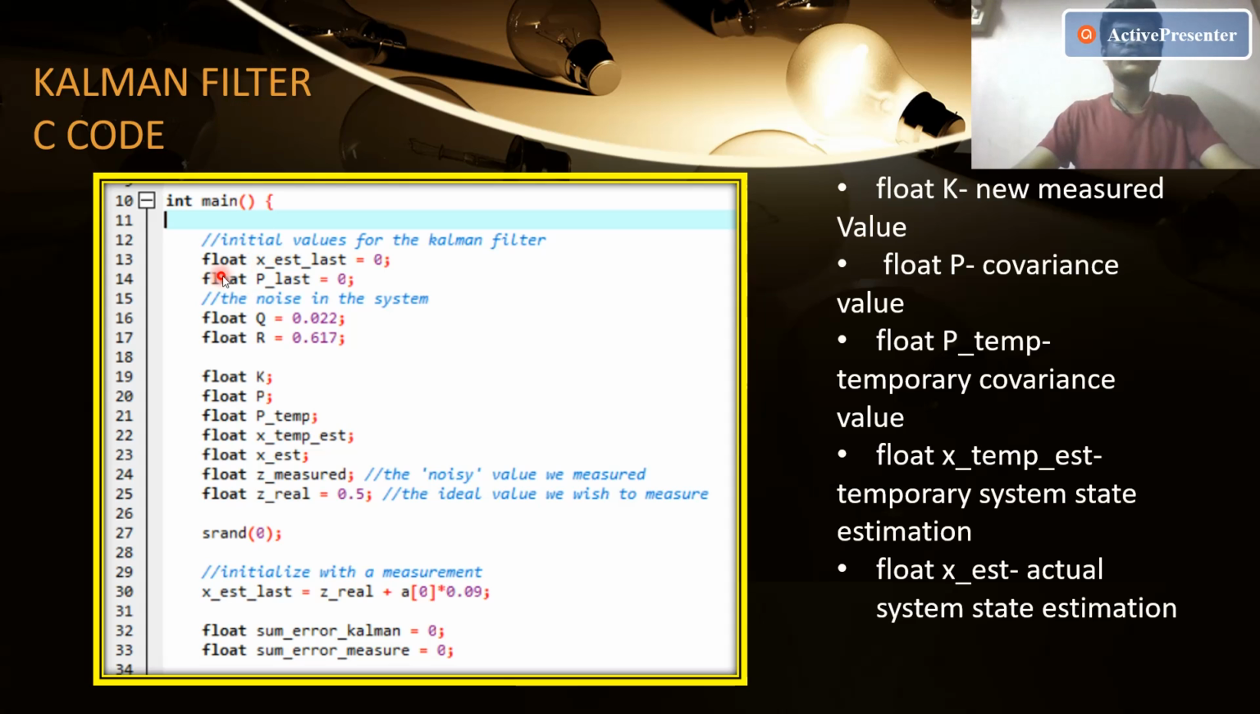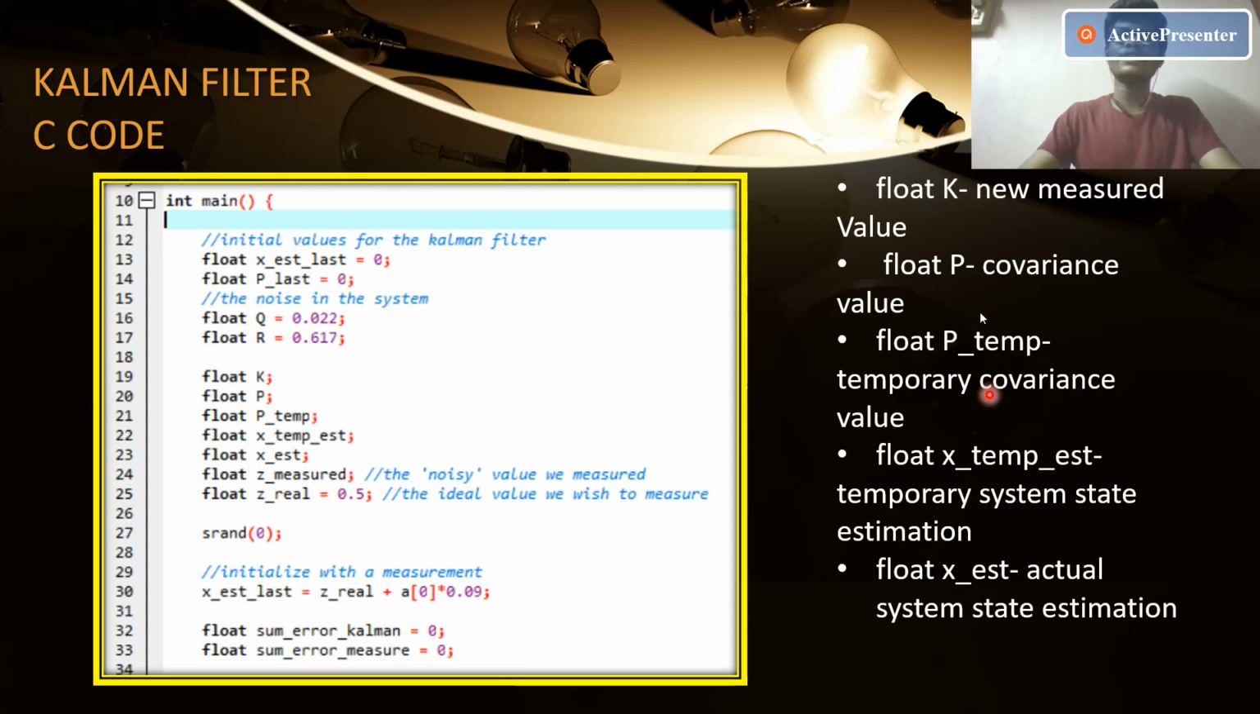Initially we took the variables and declared them as float, because the data type used here is float, because the values of the current and voltage are not always integers, because the battery discharges in an exponential form. So there is a huge possibility of getting the values in double or float form. Here float k is nothing but the new value, float p is the covariance, float p temp is the temporary covariance value, float x temp estimate is the temporary system state estimation, and float x is the actual system state estimation.